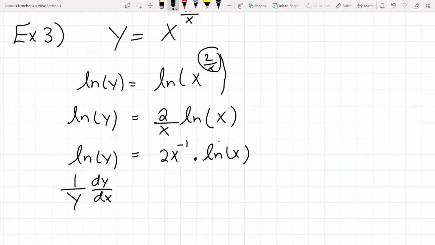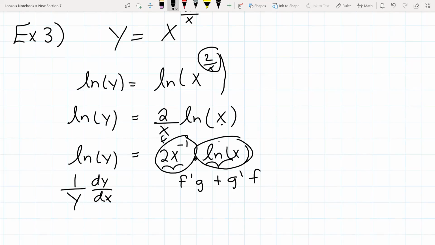And then over here, when you take the derivative with respect to x, you have to apply what's called the product rule. If you recall, product rule is f prime of g plus g prime of f, right? So this whole thing is my f, and this whole thing is my g. So f is 2x to the negative 1. F prime would be negative 2x to the negative 2. And then g is going to be ln of x. G prime is going to be 1 over x.